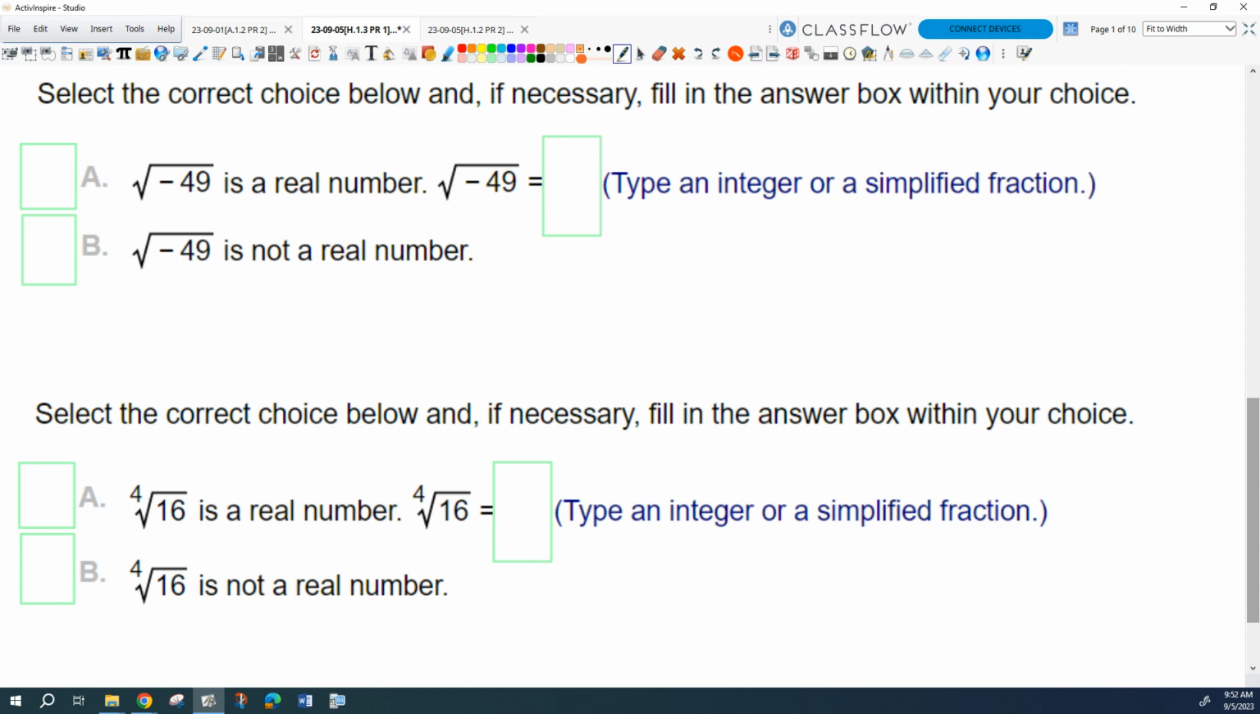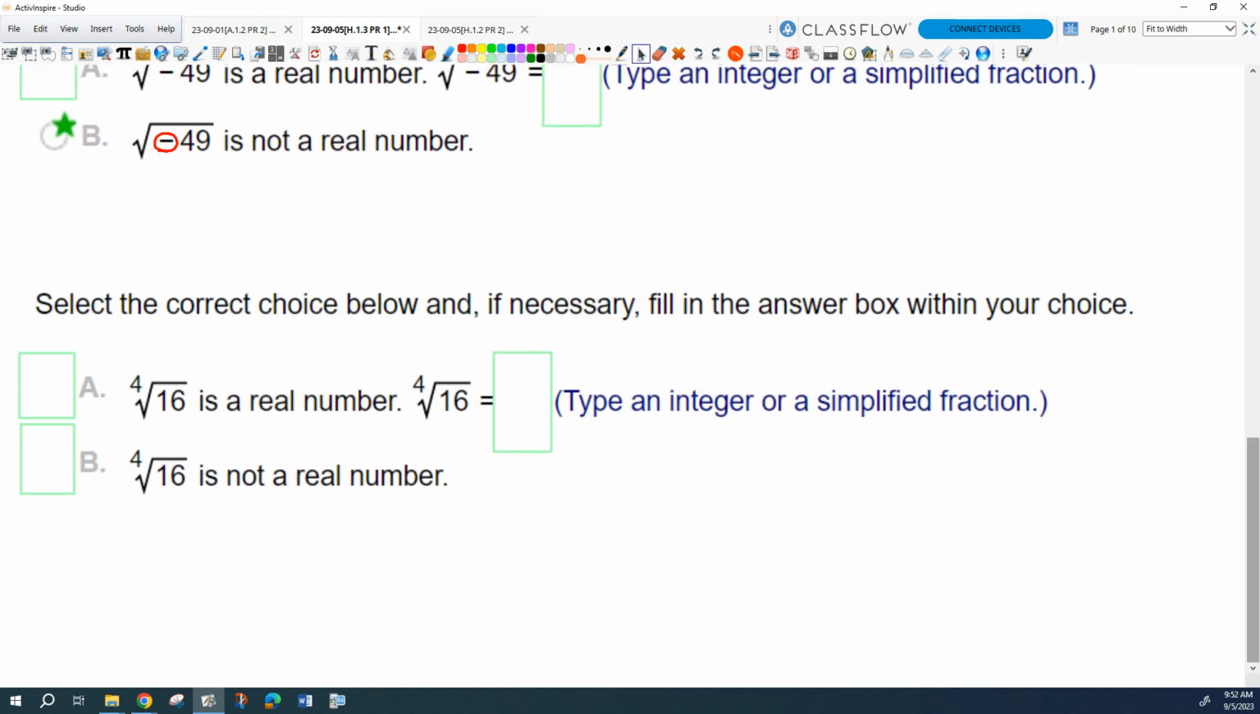What about that one? Real or non-real? You're right. You can't take an even root, square root's an even root, of a negative number. So because of that, the answer is non-real.